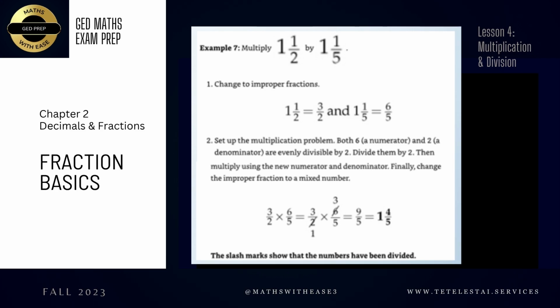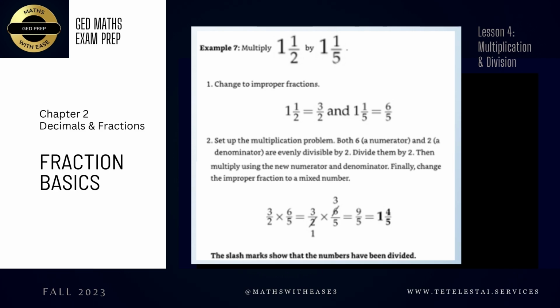So just follow the steps that we've already discussed in terms of changing the mixed fraction into an improper fraction. So 2 times 1 is 2, plus 1 is 3, and that's your first fraction. And then 5 times 1 is 5, plus 1 is 6, and that's your second fraction, right? Now you want to set up the multiplication problem. Since both 6 and 2 are evenly divisible by 2, you want to divide both by 2. 2 goes into 2 once. 2 goes into 6 3 times.